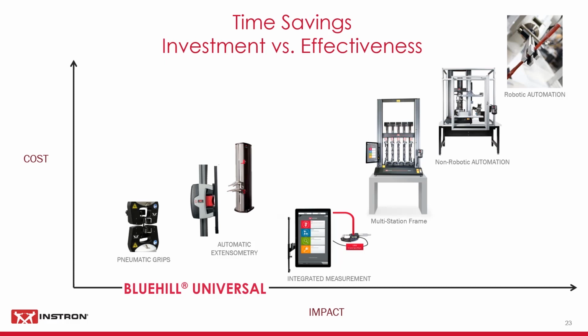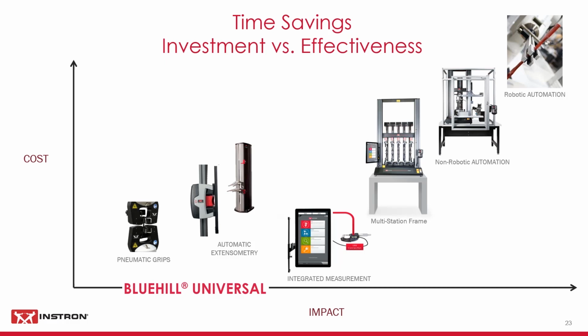Looking at this cost versus impact graph, there are smaller improvements you can make to your system, such as upgrading to pneumatic grips with specimen stops, or investing in an automatic extensometer that will result both in time savings, but also in increased repeatability. The multi-station testing system is a great solution for laboratories that need a high throughput. Like I said earlier, they can be configured with up to 5 load strings, enabling a user to run 5 specimens at a time. When thinking about your total test time, this can make a huge impact.